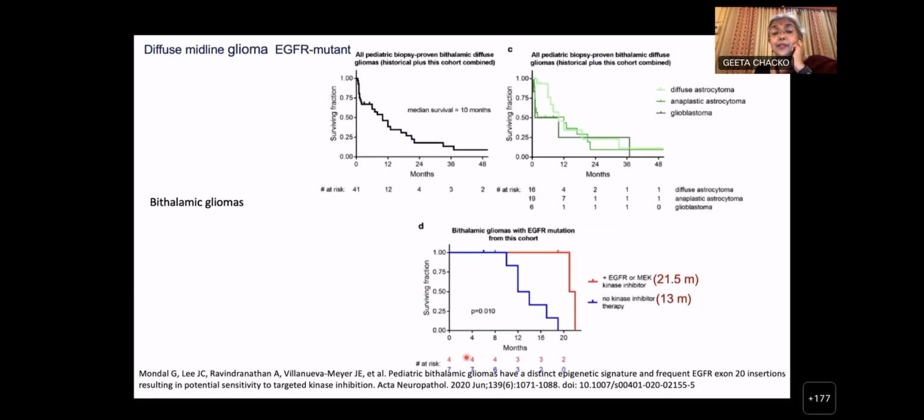And these also had the trimethylation loss. So why was it important to identify this group of EGFR mutant tumors? It was found that these particular tumors, when they're given EGFR or MET inhibitors, have a far better prognosis compared to those that are not treated.